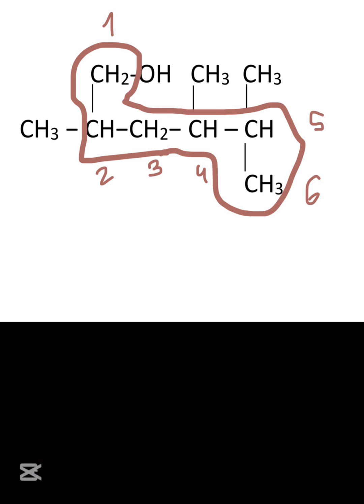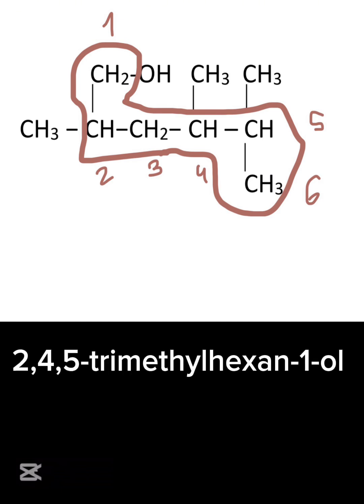We also have to identify the other carbon atoms that are bonded to my parent chain. Here we can see that our hydroxide group is bonded to carbon atom 1. We can also see that we have more carbon atoms bonded to our parent chain in number 2, 4, and 5. So now that we have identified these, we have to put number 2, 4, 5, trimethyl hexane, because our parent chain is formed by 6 carbon atoms, and we have to add the 1-ol.